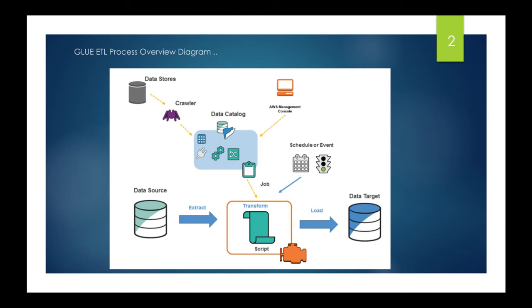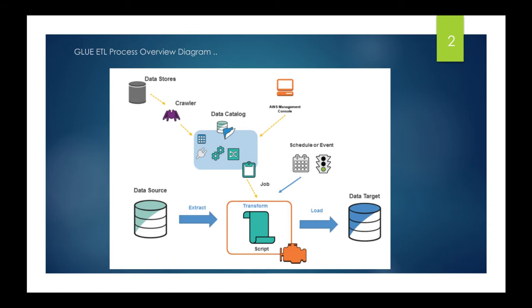And thereafter, you can see the crawler. There is something called a crawler. A crawler is a process which connects to the data stores, progresses through a priority list of classifiers, determines the schema of the data in the data stores, and creates metadata tables in the data catalog.